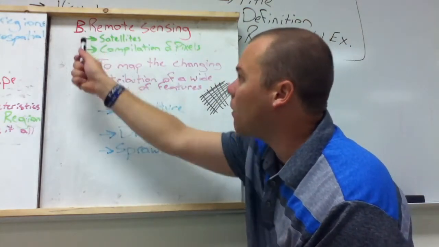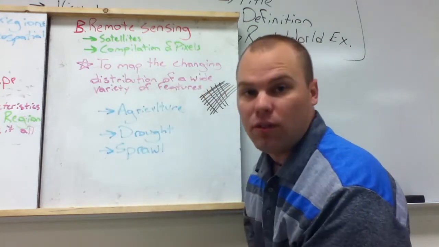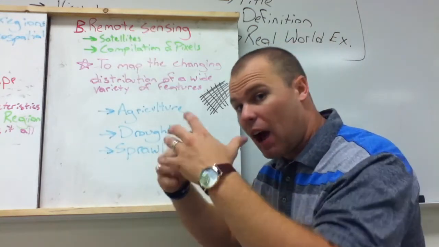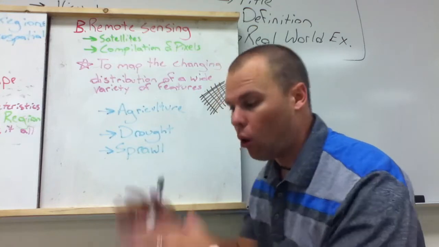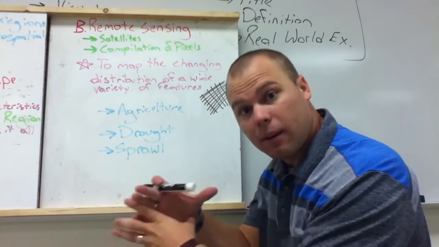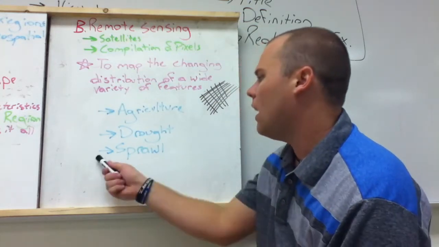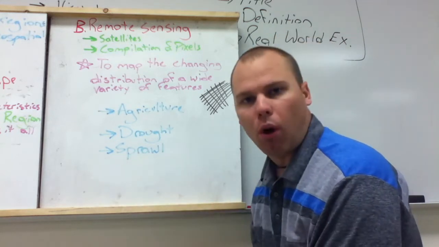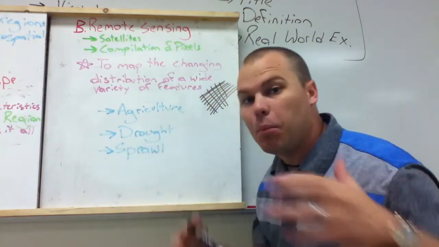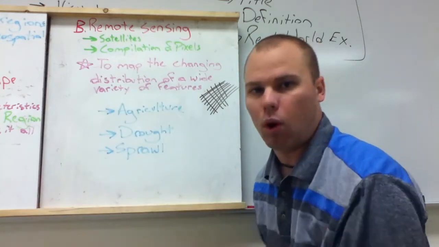The reason we have remote sensing is to map the changing distribution of a wide variety of features. Some common uses of remote sensing are looking at agriculture and how agriculture is spreading, maybe where things are being grown by those satellite images, maybe measuring drought, seeing the waters shrink, like lakes and freshwater sources and rivers even dry up, and also to map urban sprawl, which will be in your last unit of study. Urban sprawl is talking about that city moving and what it looks like, not literally packing up and moving, but spreading out, sprawling, and what that looks like.